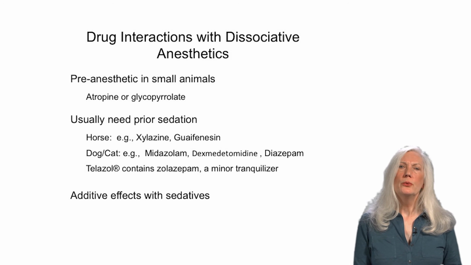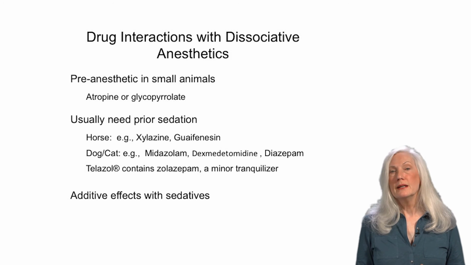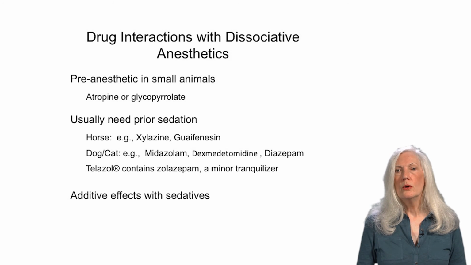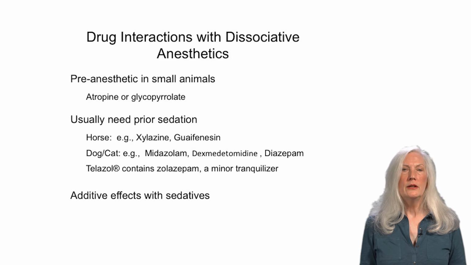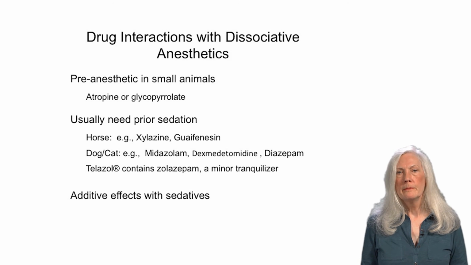Drug interactions are really essential to consider for dissociative anesthetics because other drugs allow dissociative anesthetics to be used clinically. In small animals, atropine or glycopyrrolate should be used to control the salivation and the arrhythmias. In the horse, xylazine or guaifenesin are usually given as pre-anesthetics to inhibit the excitatory effect of ketamine. In the dog or cat, midazolam, xylazine, or diazepam serve the same purpose.